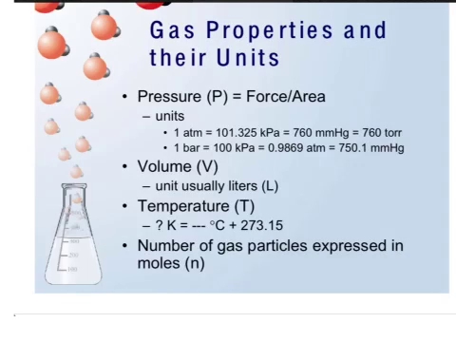Your standard units for your gas laws. One is pressure. Pressure is the force of the gases divided by the area of the container they're in. You can use 1 atmosphere. That's equal to 101.325 kilopascals, 760 millimeters of mercury. That's how much the pressure of a mercury thermometer will go up at 1 atm.